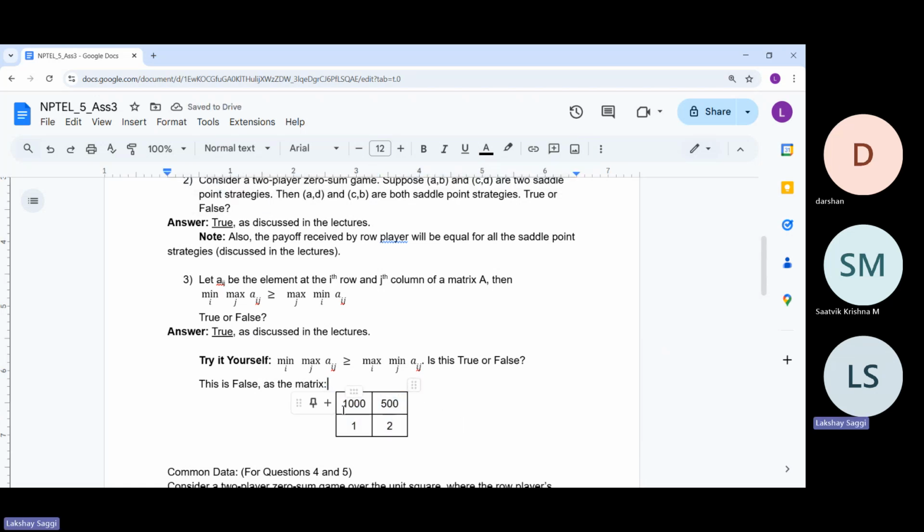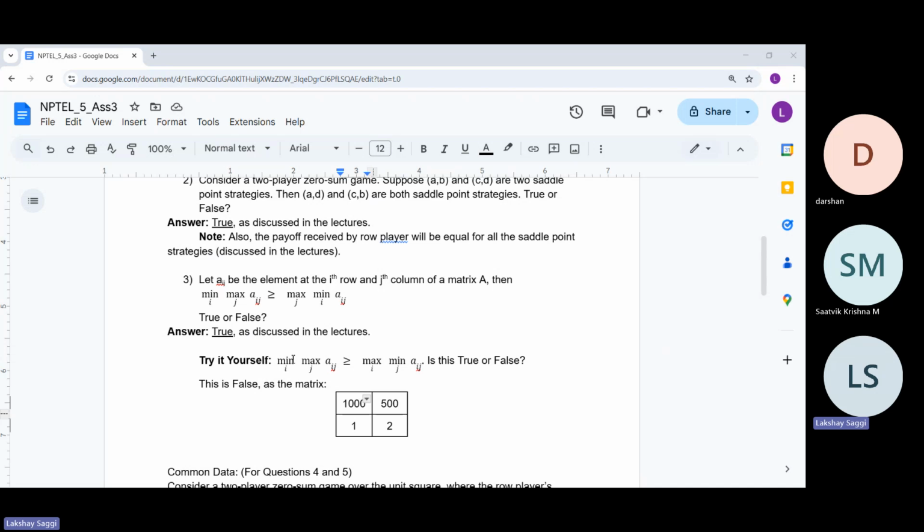So guys, if this is my matrix, suppose that the first row has very large entries and the second row has very small entries. Then in this matrix, what will be the value for this, the min over i, max over j, a_ij? What will the value for this be in this matrix, guys? What will be the left-hand side here? You can take row by row.